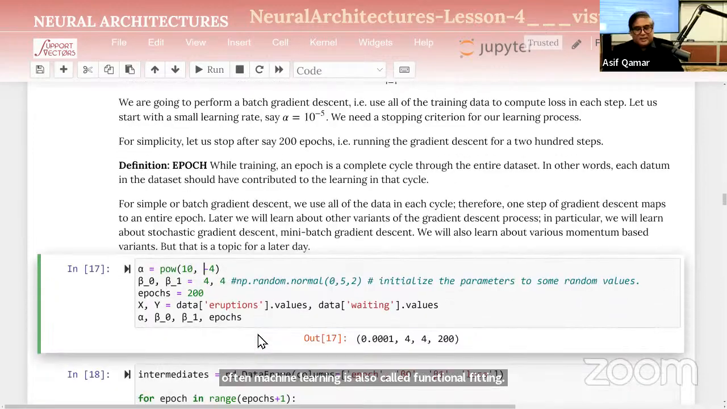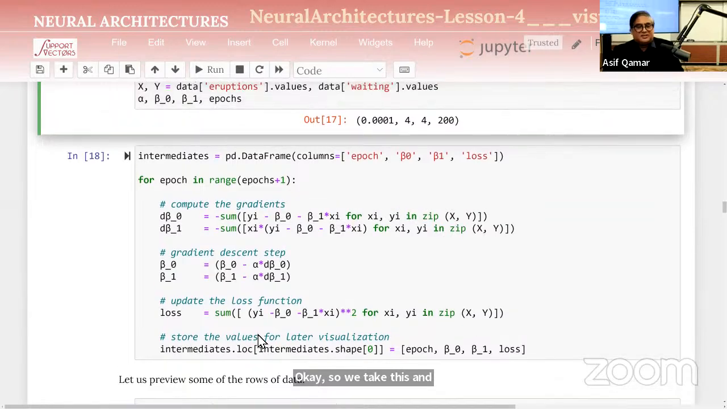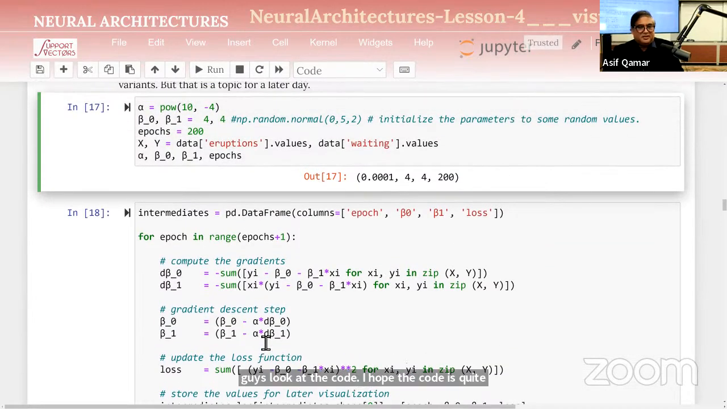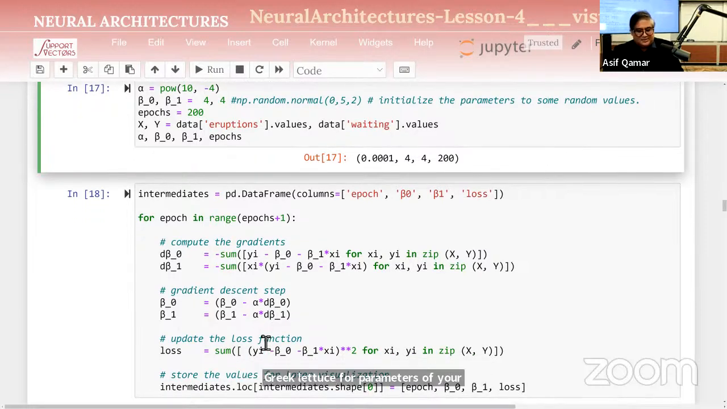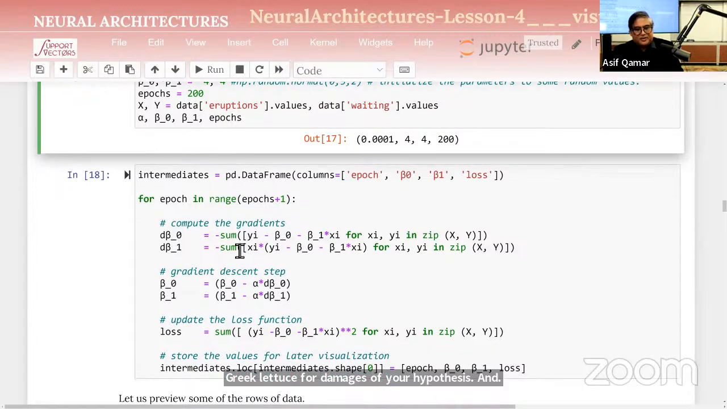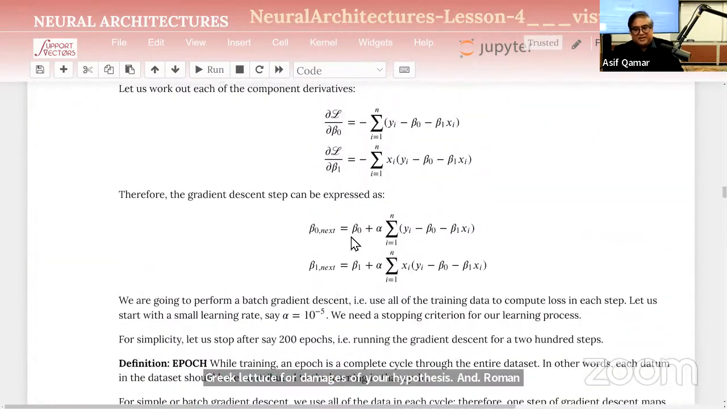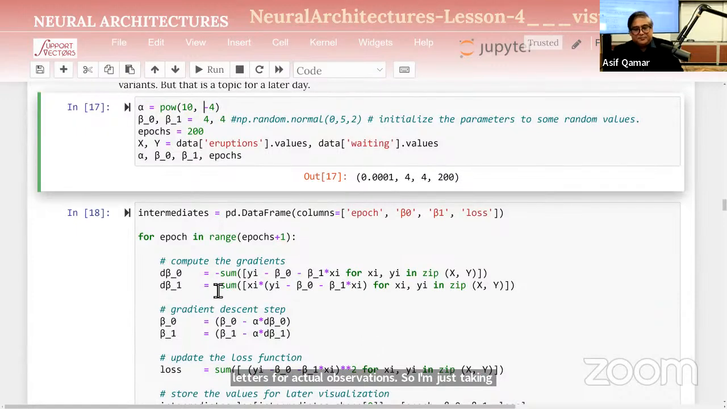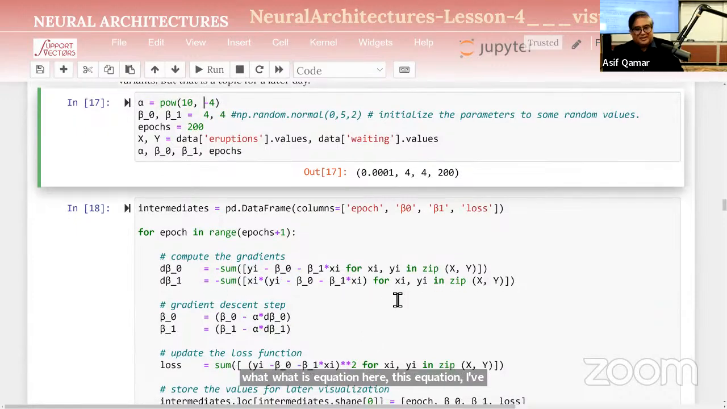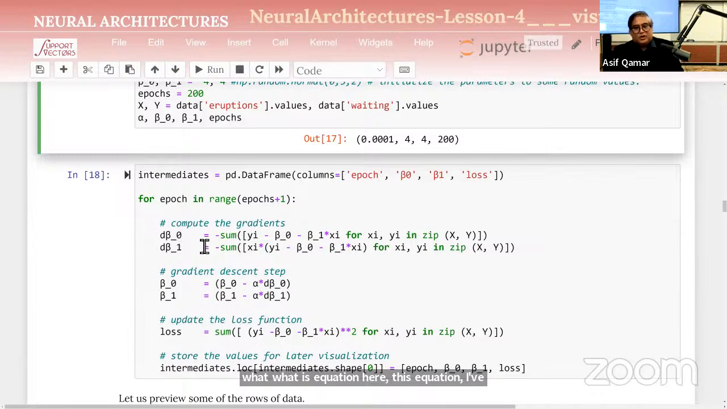So we take this, and guys, look at the code. I hope the code is quite literally everything that I've been talking about. Greek letters for parameters of your hypothesis, and Roman letters for actual observations. So I'm just taking what is equation here, this equation, I've literally written it up in code. So what do you do? You first compute the gradients. Then once you have computed the gradient, then you can take the gradient descent step, isn't it?